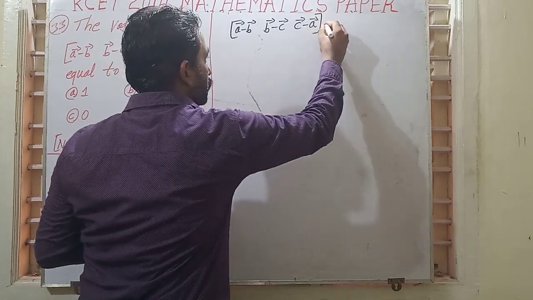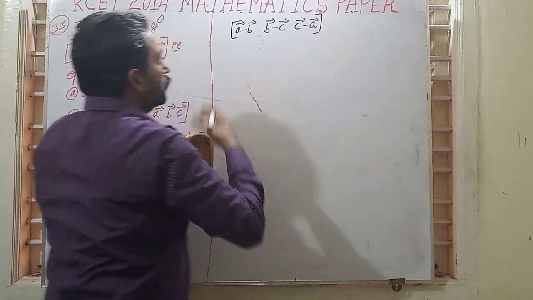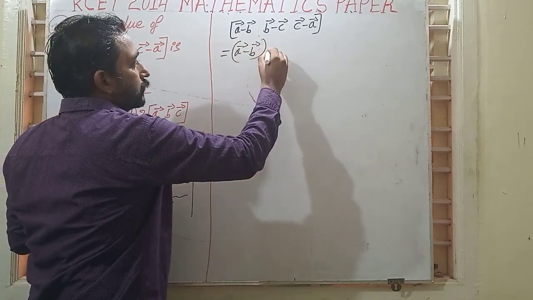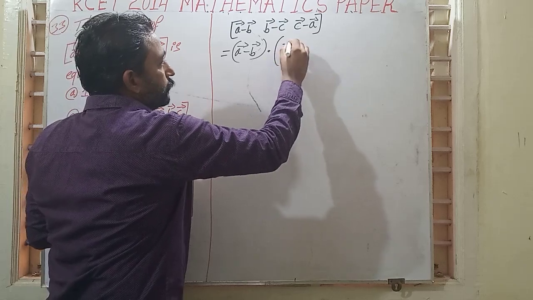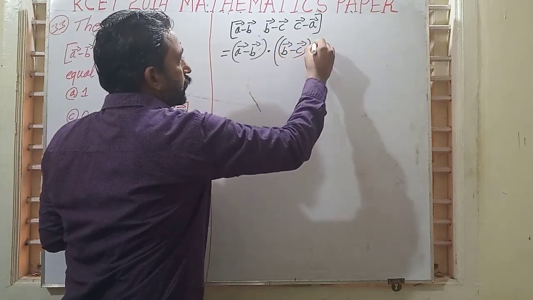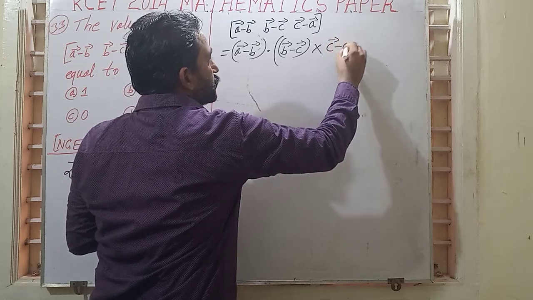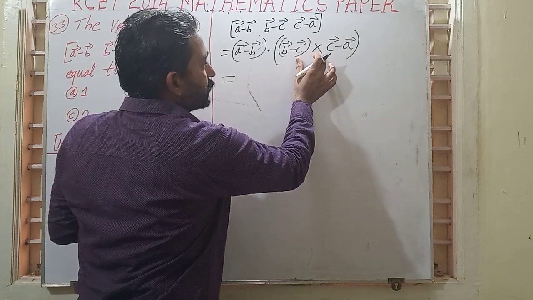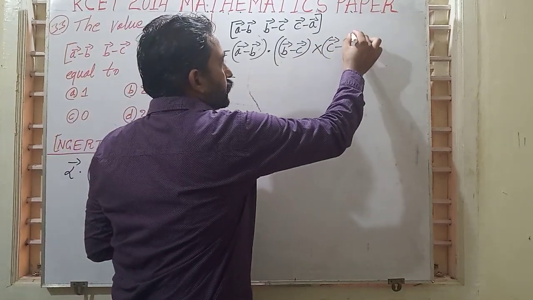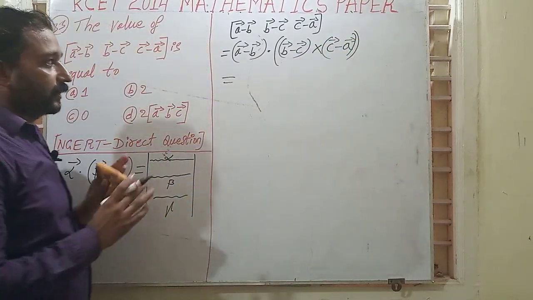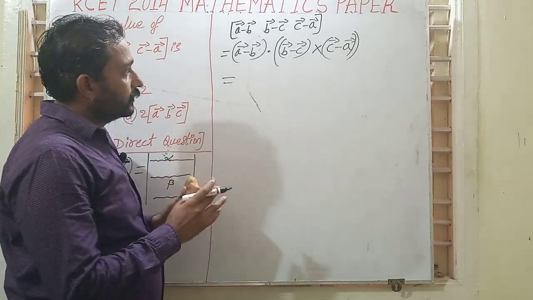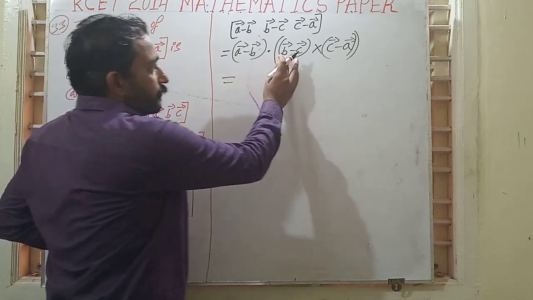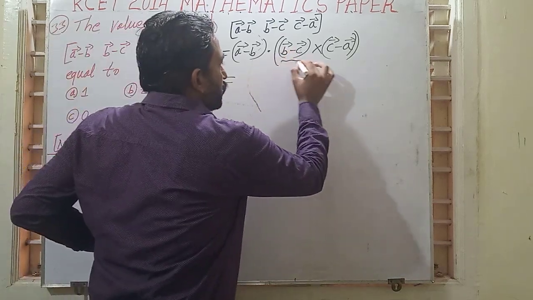can be written as A minus B dot B minus C cross C minus A. First simplify this B minus C cross C minus A. Using the cross product, which is nothing but a determinant, in a determinant if any two rows are identical, the value vanishes. In the same way, simplify these values.